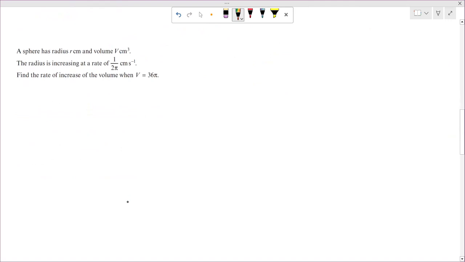Now, a sphere of radius r and volume V, with the radius increasing at this rate. Radius increasing means centimeters per second, so dr/dt is given. What is that? 1 by 2 pi centimeters per second. Find the rate of increase of the volume when V equals 36 pi.